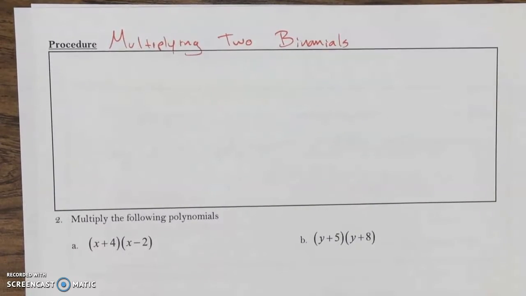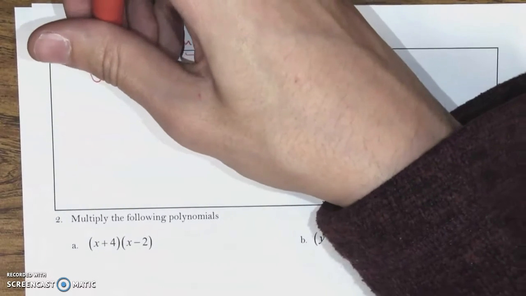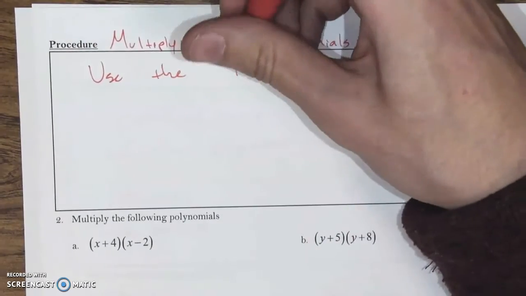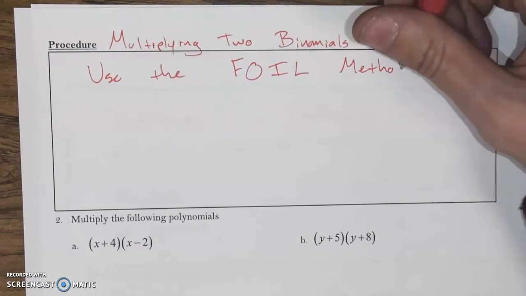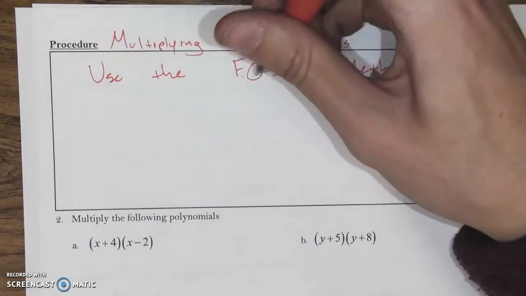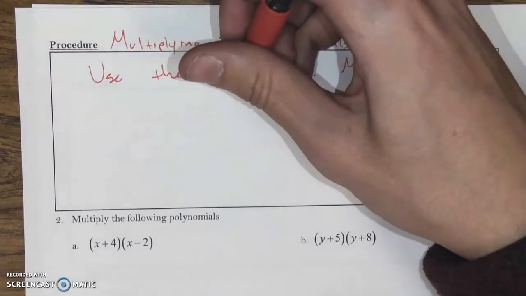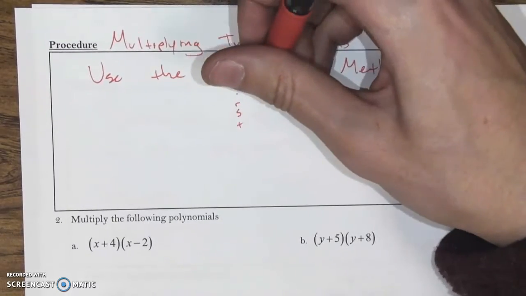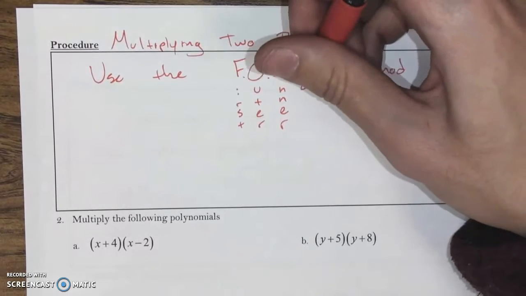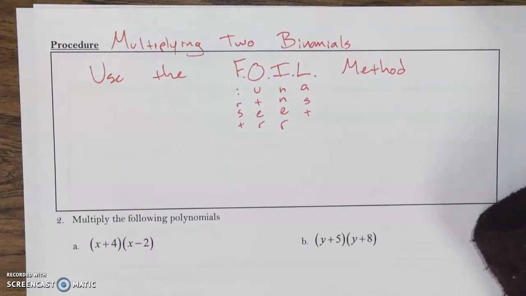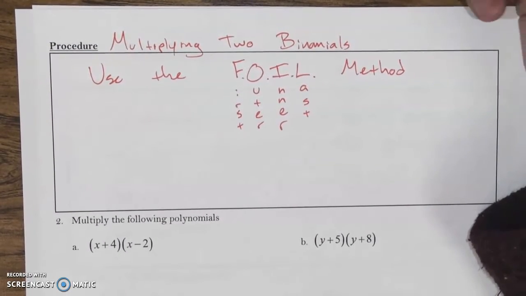So as a reminder, a binomial is a polynomial with two terms. So in order to multiply two binomials, we use the FOIL method. That's F-O-I-L. We use the FOIL method. And what FOIL stands for, it's an acronym. What FOIL stands for is first, outer, inner, last. And this is how we can multiply two binomials.